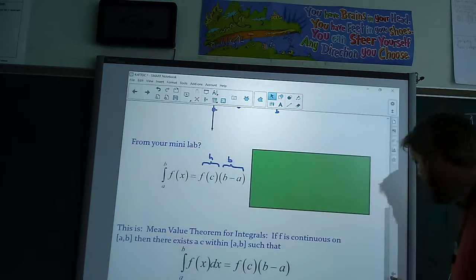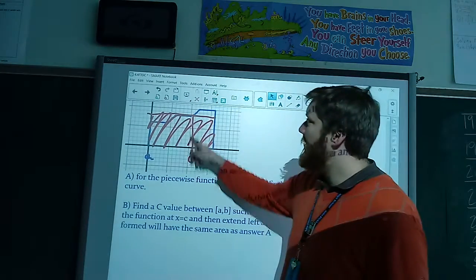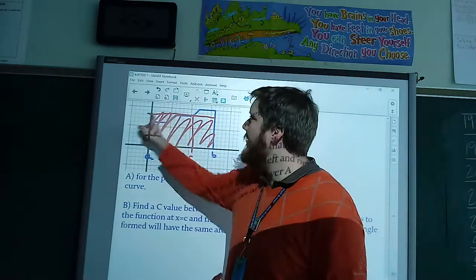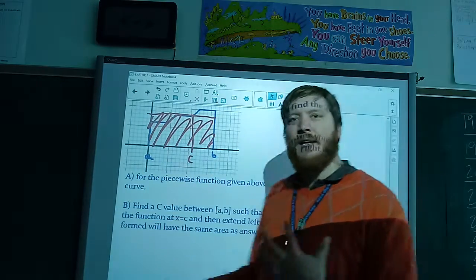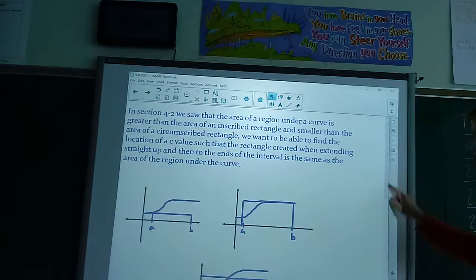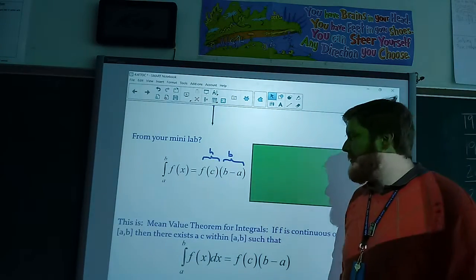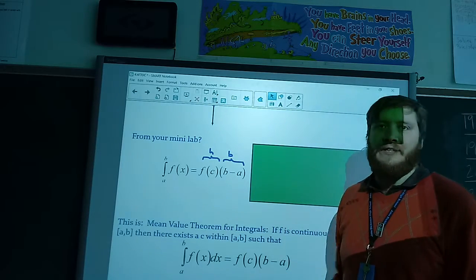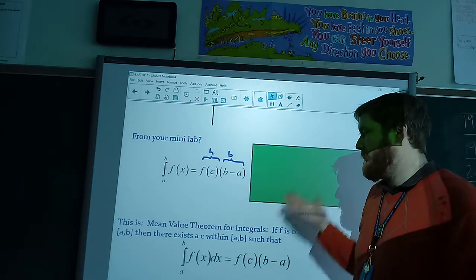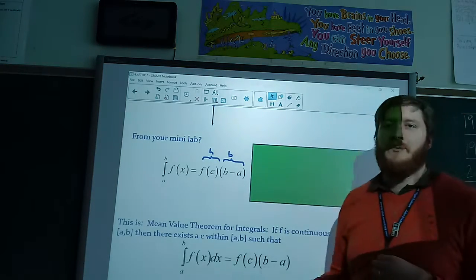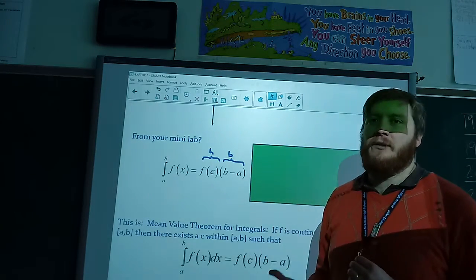If you remember back to this right here, that height was just the y value of your function. And then the length here was b minus a. So that's where that comes from, exactly where that comes from. And that's the mean value theorem of integrals, that that will happen. So this, not super valuable, but it leads us into something different.